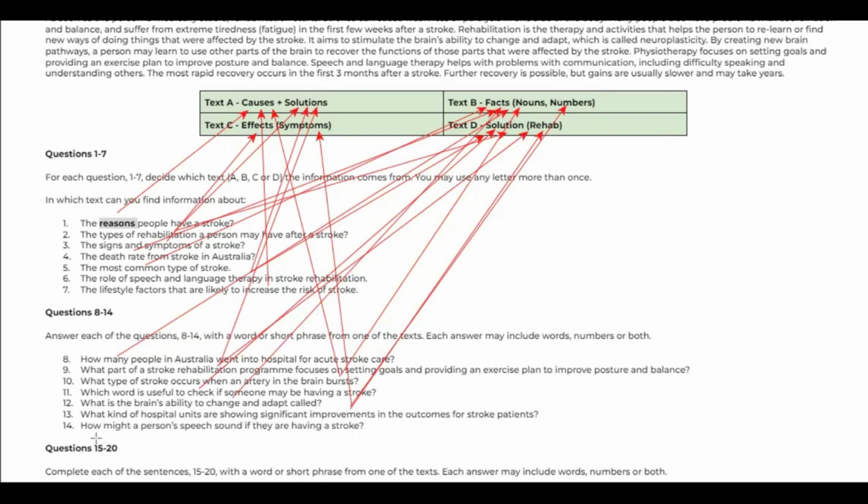Then coming to the 14th one, how might a person's speech sound if they are having a stroke? Can somebody tell me in which area you will find that? How might a person's speech sound? A speech change. Can somebody tell me? Effects. Yes, exactly. B.